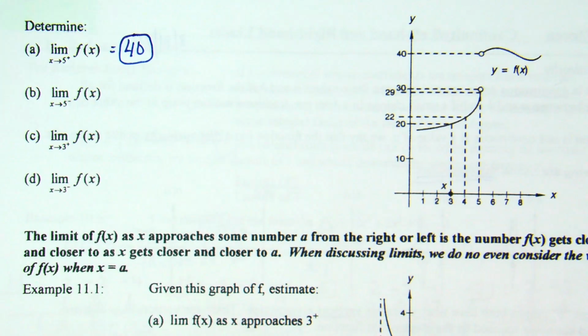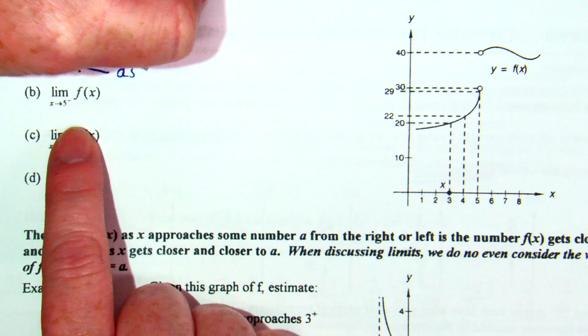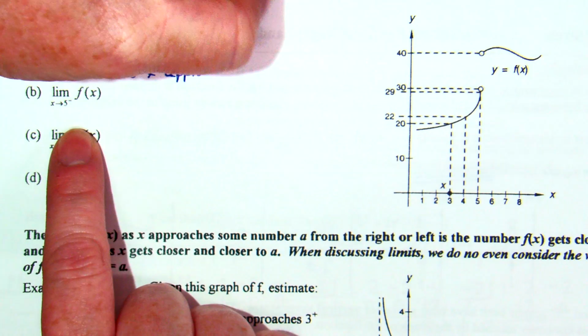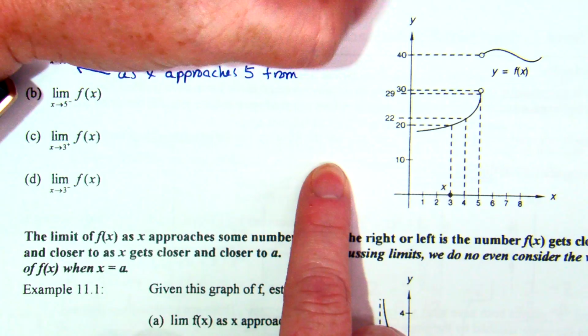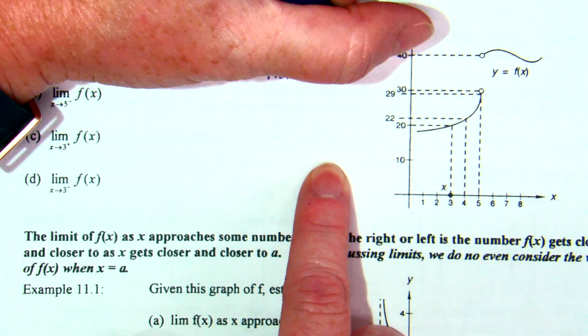Okay, so you guys remember that as x approaches 5 from the right? Okay, and I guess I will comment that this is as x approaches 5 from the right. That's the vocabulary I use there.